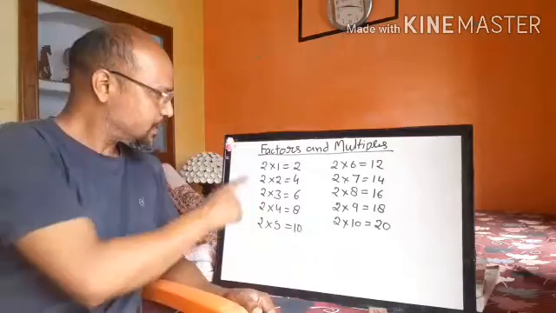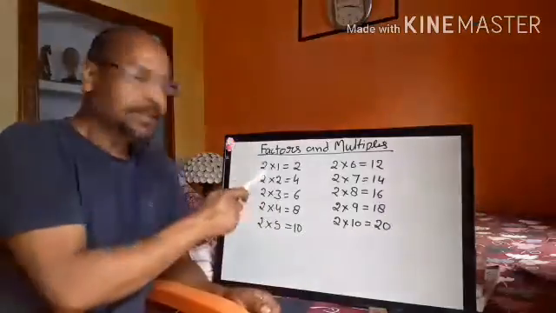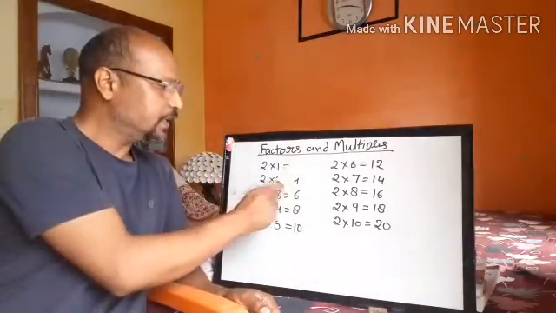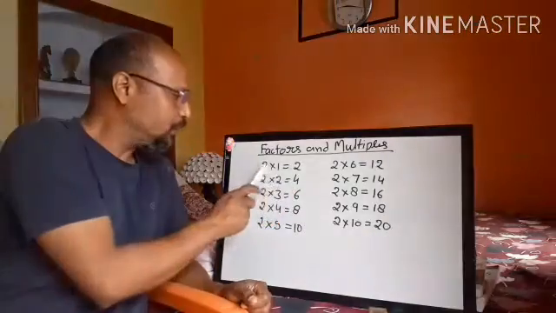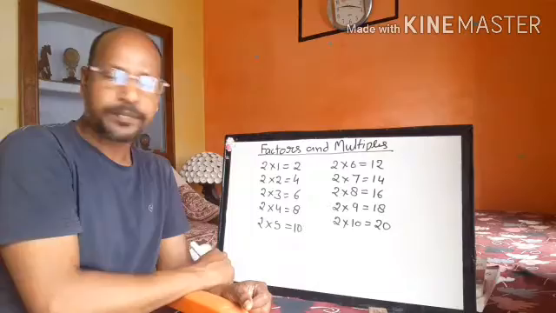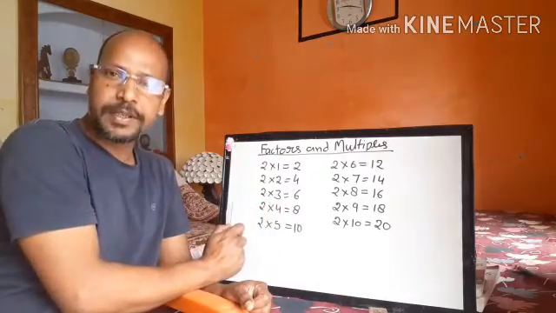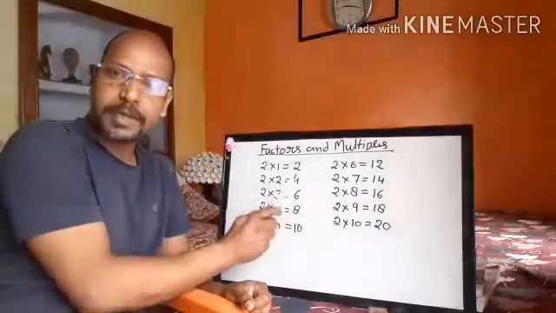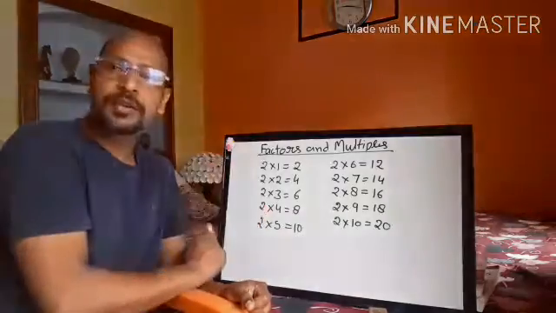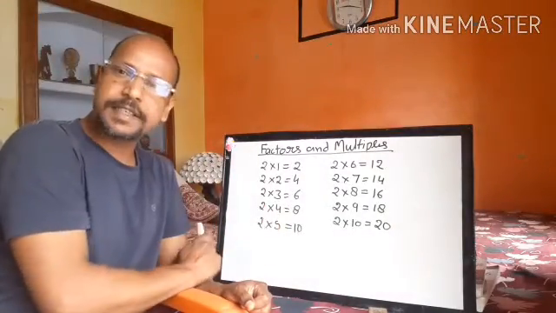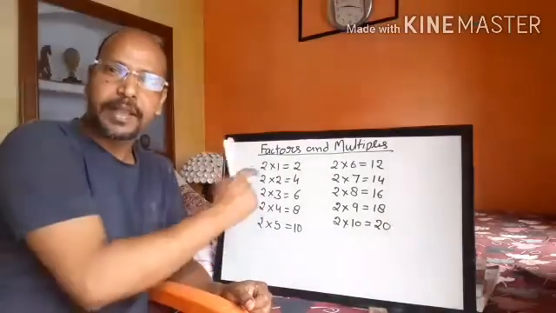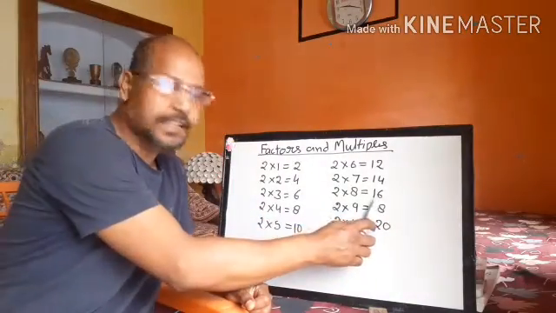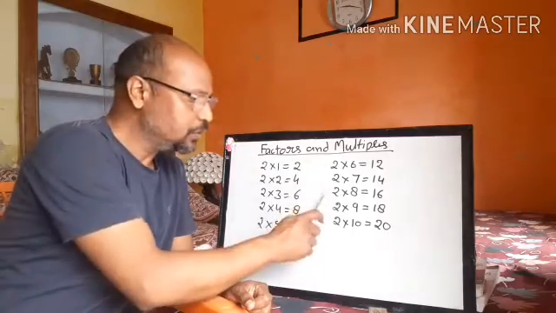So here, students, when we multiply 2 into 1, we get 2. So this 2 is a multiple of 2 and 1. In the next number, you can see 4 is a multiple of 2 and 2. Here 6 is a multiple of 2 and 3. And so on. 16 is a multiple of 2 and 8.